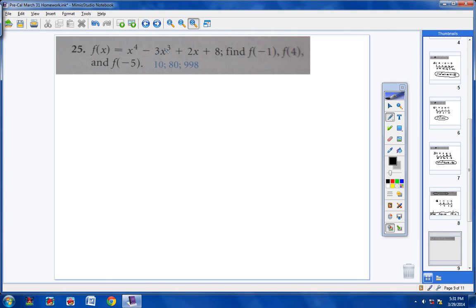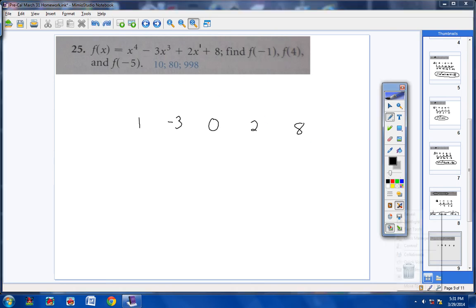I will have to put some zeros in. Notice my function goes from fourth to a third power. There's no squared, and then a 2 to the 1, then an x. So my coefficients would be 1, -3, then a 0 for the x squared, and then 2, and then 8. The first number I'm going to evaluate the function at is f of -1. F of -1.